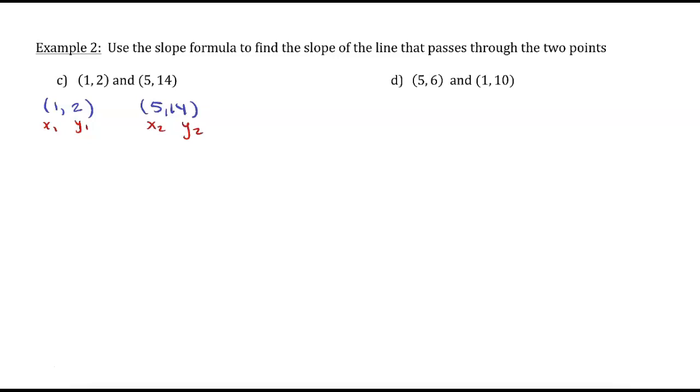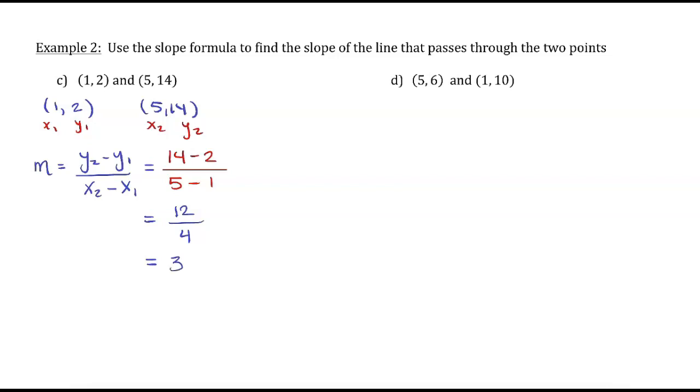Now we can substitute these values into our slope formula. With y2 equal to 14 and y1 equal to 2, we have 14 minus 2 in the numerator. With x2 equal to 5 and x1 equal to 1, we have 5 minus 1 in the denominator. Simplifying, we have 14 minus 2, or 12, over 5 minus 1, which is 4. 12 divided by 4 is 3, so we know that the slope of the line between these 2 points is positive 3.